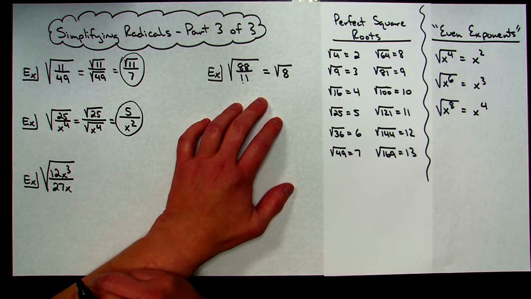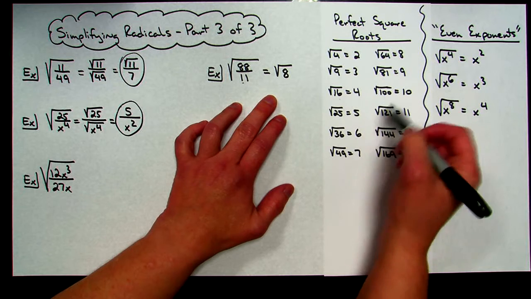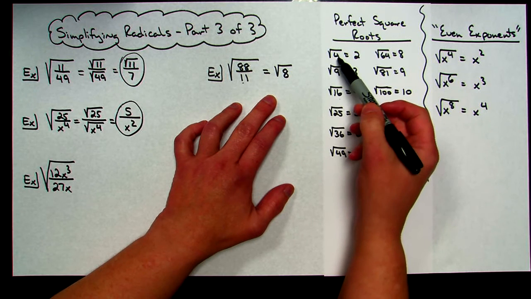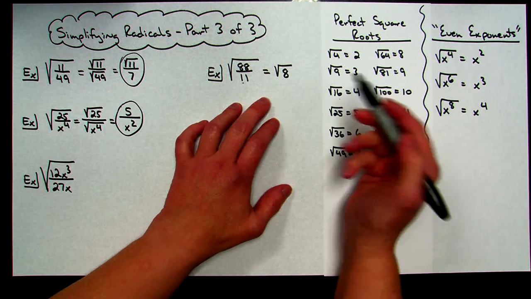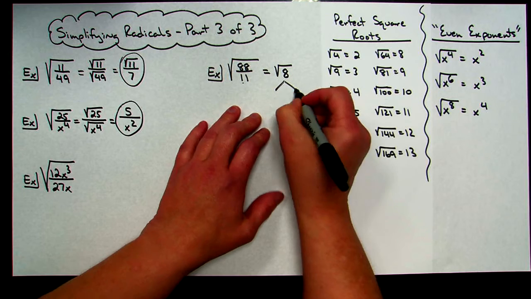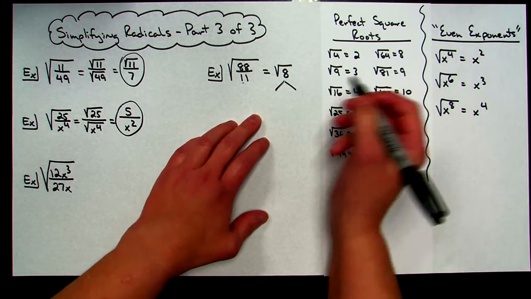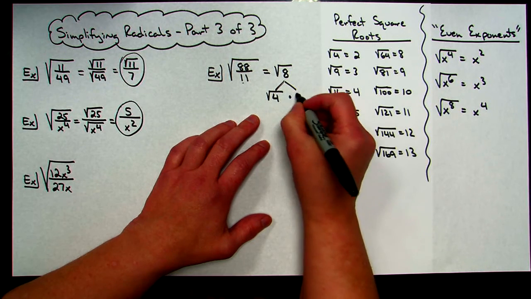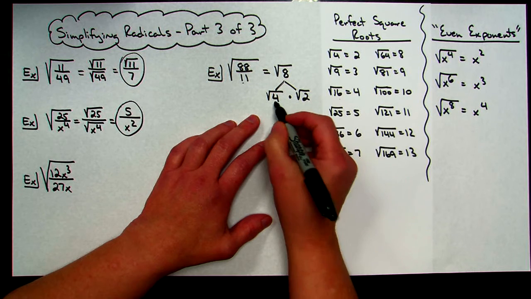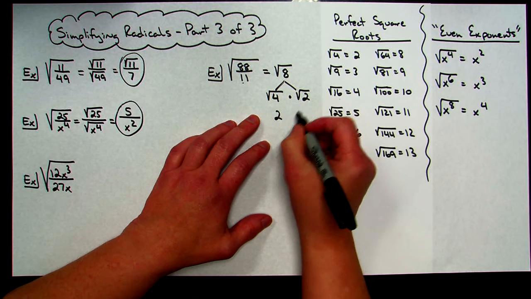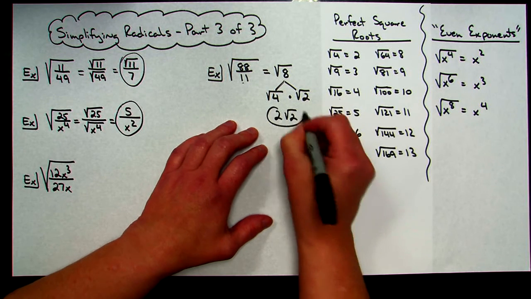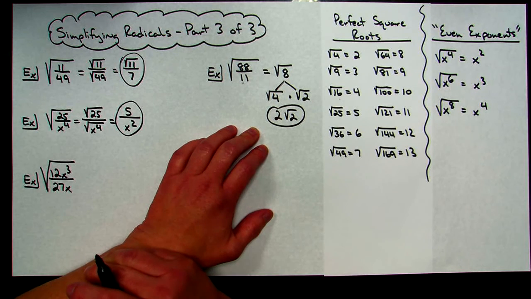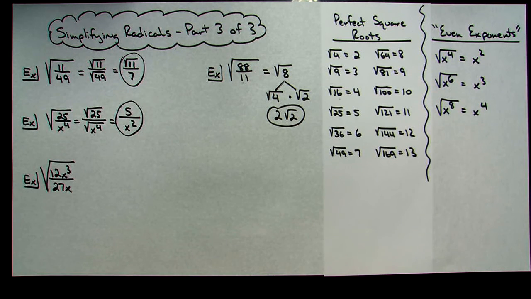Now, I cannot just assume that I'm done at that point. I do have to make sure and see if I can simplify. I can: 4 goes into 8, 4 times 2 is 8. So I can go back to the factor tree that I had in the first two videos and break this up into the square root of 4 times the square root of 2. The square root of 4 is 2, and the square root of 2 stays, so 2 square root of 2. Sometimes it'll work out like that, sometimes it won't.